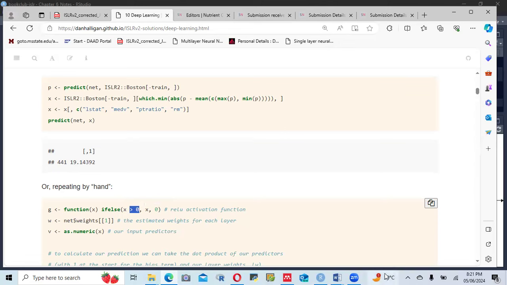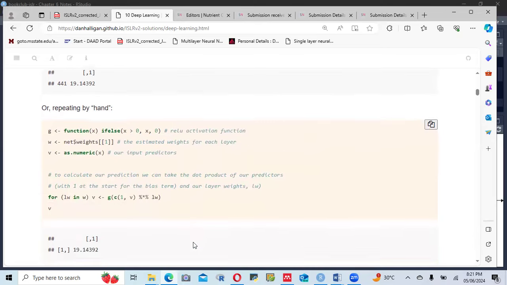So if x is greater than zero, we should retain the value as x. Otherwise, if x is less than zero, we should report zero there. That is for the ReLU activation function. So for the weights, the estimated weight for each layer, we use this to extract the weight. Then we say as.numeric to convert everything to our input predictors. We ensure that they are all numeric variables.